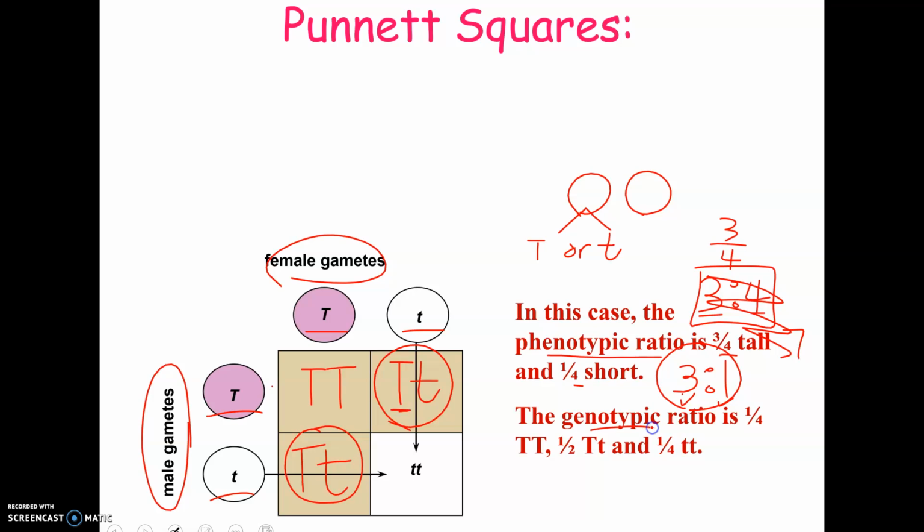The genotype ratio is the genes. So we would expect 1/4 to be big T, big T, 2/4 or 1/2 big T, little t, and 1/4 little t, little t. Again, this can sometimes be written as a 1-to-2-to-1 ratio: big, big, big, little, little, little. Or 25%, 50%, 25%. So it can be percents, fractions, or sometimes you may see it written as a ratio.